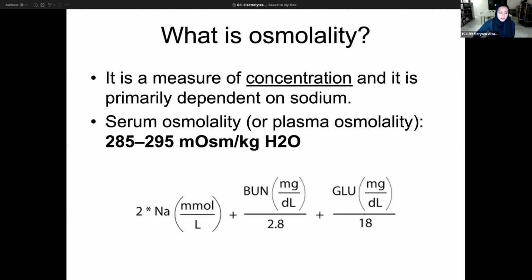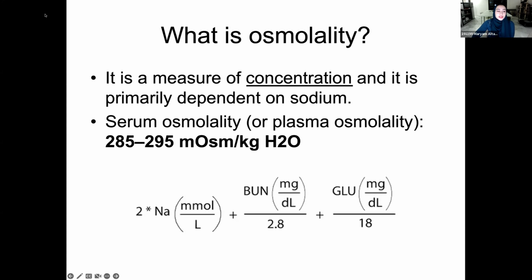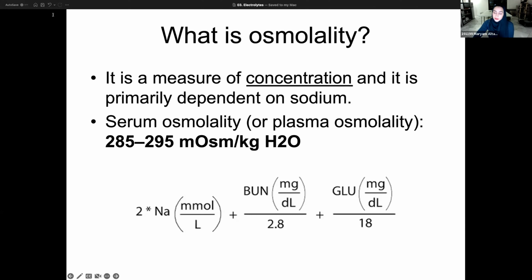Okay, my apologies. So a term that you're going to see thrown around a lot is osmolality. So what is osmolality? Osmolality is basically a measure of concentration, and it's primarily dependent on sodium. You're going to see two terms mainly. You have serum osmolality or plasma, okay, which is the plasma we just talked about, right? The fluid that's in your blood. And then you have the urine osmolality, which is basically how much sodium is in your urine, how concentrated is your urine, and vice versa, how concentrated is your blood.